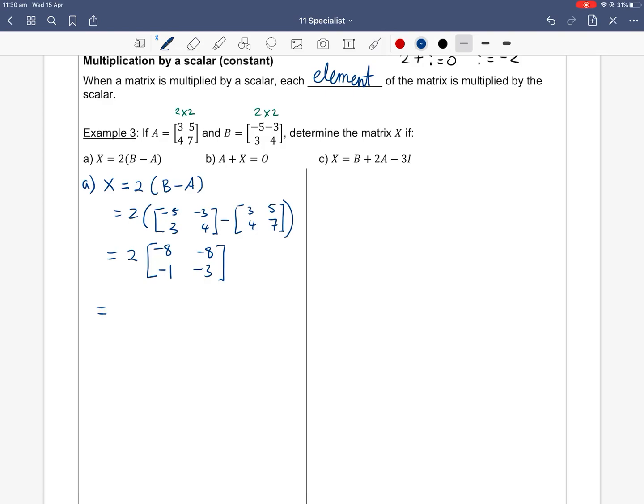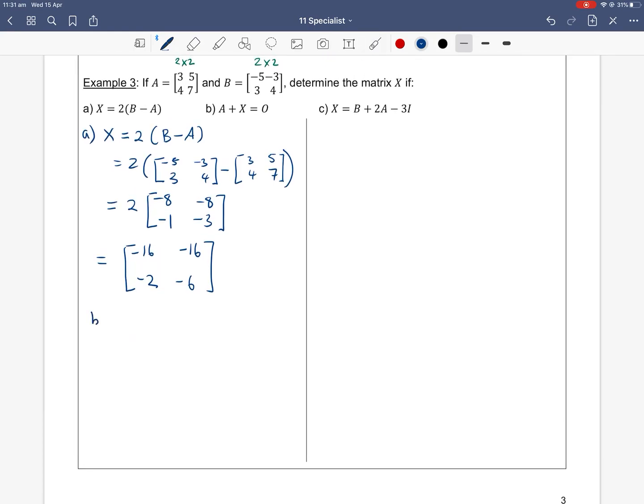So then I have a 2 in front, a constant in front, so I'm just going to multiply every single element by that 2. So 2 times -8 gives me -16. 2 times -8 gives me -16. 2 times -1 gives me -2. And 2 times -3 gives me -6. And I would leave it as that because I'm done.